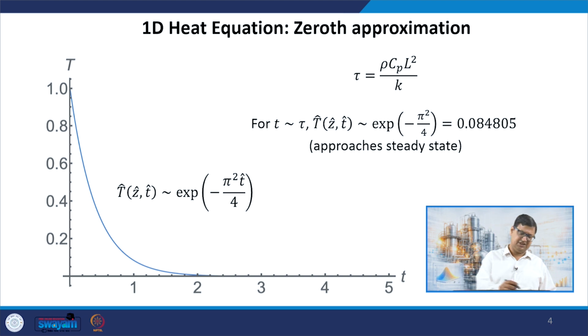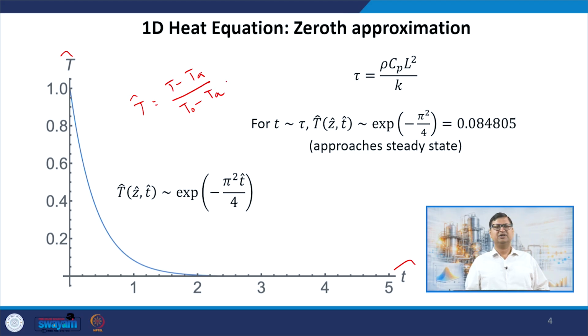We are talking about T cap here versus small t cap, right? Temperature is going to vanish because the T will be equal to the ambient temperature. The T cap is defined as T minus Ta by T naught minus Ta, right? So when T is equal to Ta, then T cap goes to 0, and that happens at something of the order of, let's say, 2. T cap is equal to 2, right?